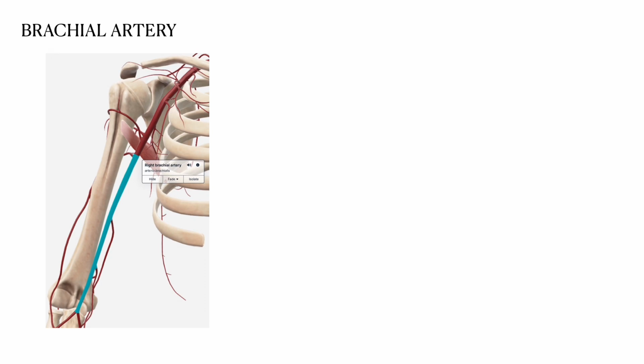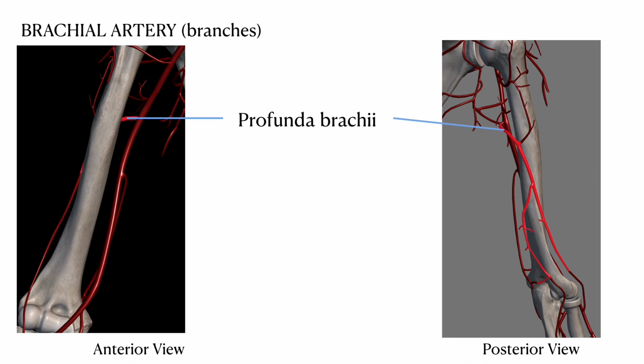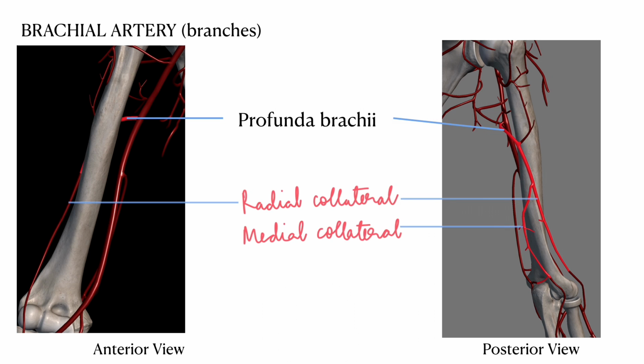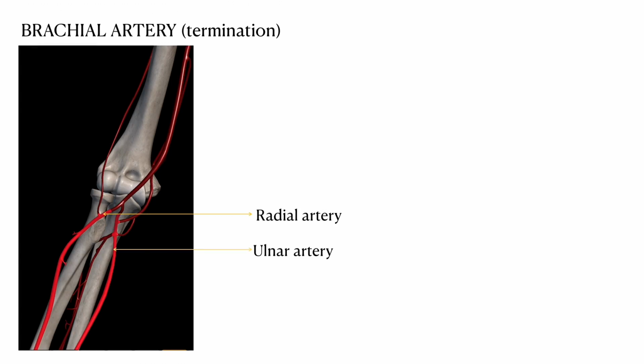The brachial artery is one of the principal arteries of the upper limb and is a continuation of the axillary artery. It begins from the outer border of the teres major and continues till the cubital fossa, where it bifurcates into the radial and ulnar artery. The branches of the brachial artery are profunda brachii. The profunda brachii gives a radial collateral branch and a medial collateral branch. Other branches are superior ulnar collateral artery and the inferior ulnar collateral artery. The brachial artery terminates in the cubital fossa by bifurcating into radial and ulnar artery.